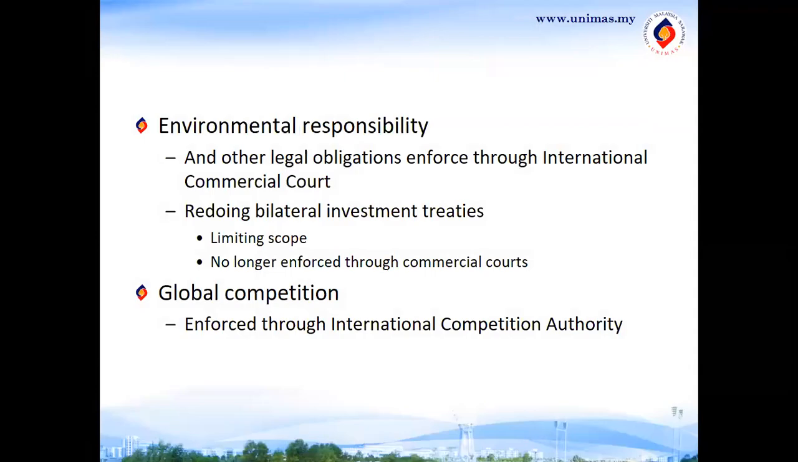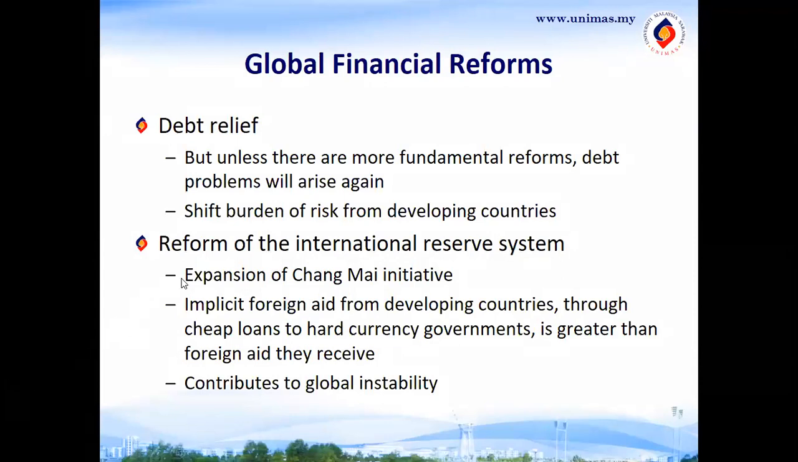Okay. So there is definitely a need for global financial reforms, the issue of debt relief, and the reform of the international reserve system, for example. These need to be there, giving more opportunities that will benefit the developing countries, either through loans or hard currency, right? In other words, the foreign aid they receive does not benefit them much, from the donor country.